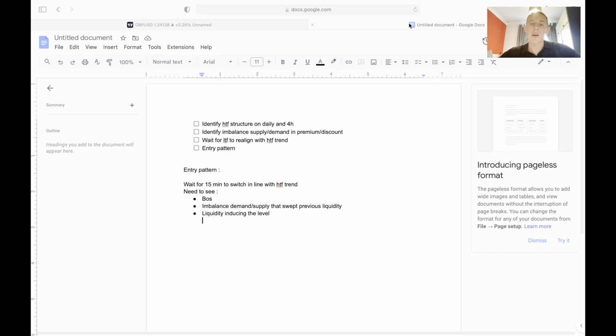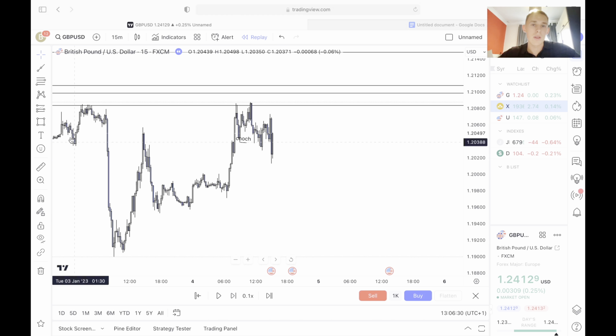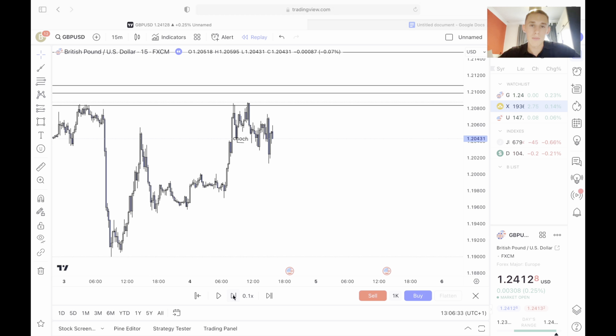So what we want to see now is a break of structure. So if we play price on, let's play it a bit more.